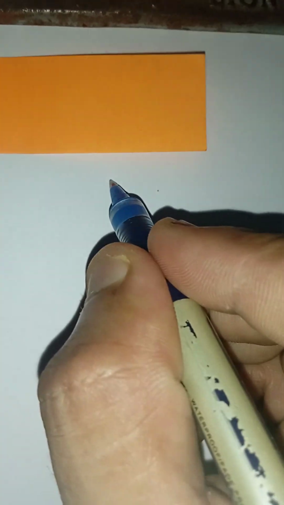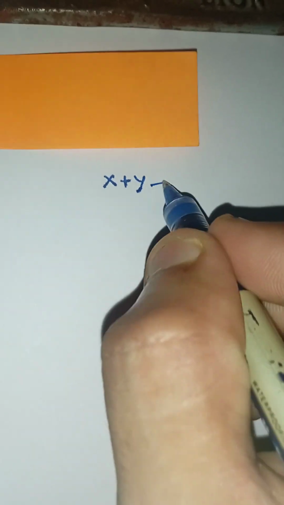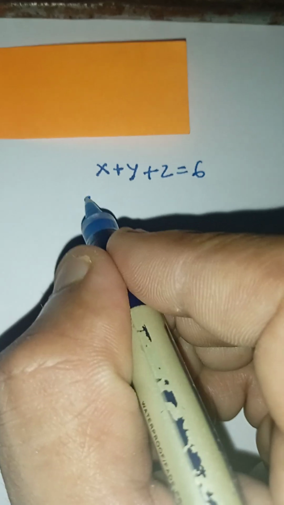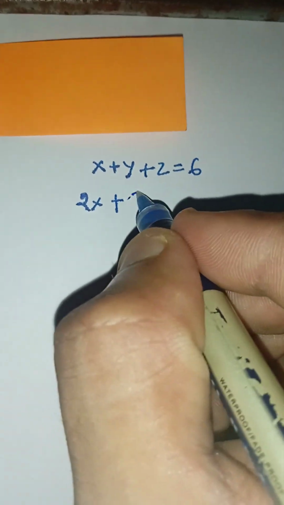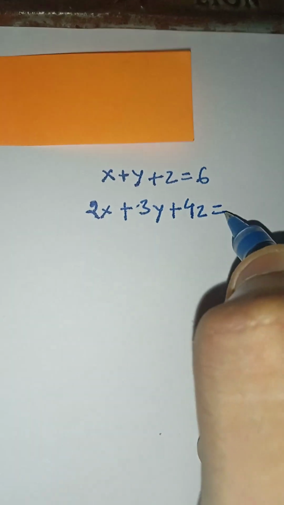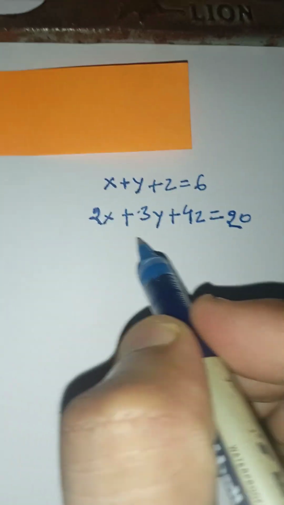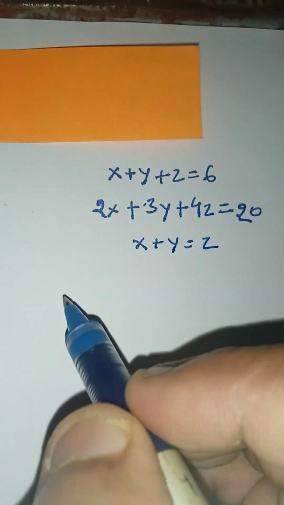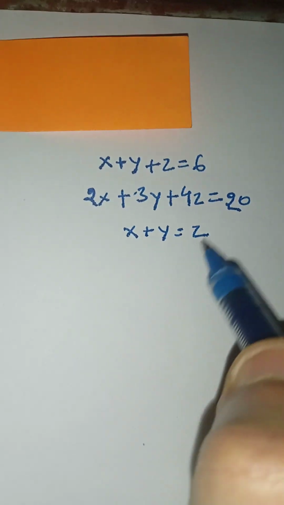This is x plus y plus z is equal to 6, and the second equation is 2x plus 3y plus 4z is equal to 20, and the third equation is x plus y is equal to z. So we have three equations given. These three equations are given to us.